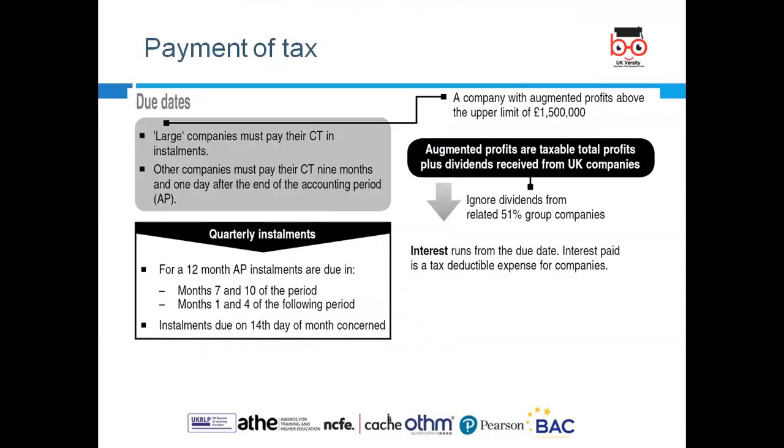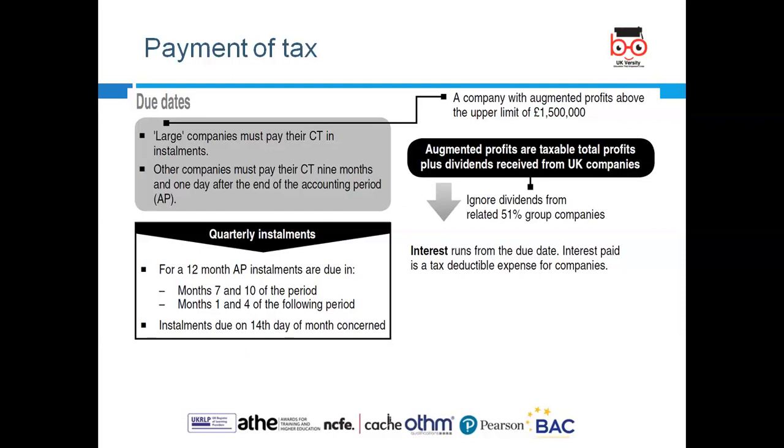And the payment of the tax due: larger companies must pay corporation tax in instalments. Other companies must pay corporation tax 9 months and 1 day after the end of the accounting period. Quarterly instalments can be made over 12 months. These arrangements are made according to the 7th month, 10th month, and then 1 to 4 following periods. In these days and rules, we need to look accordingly.